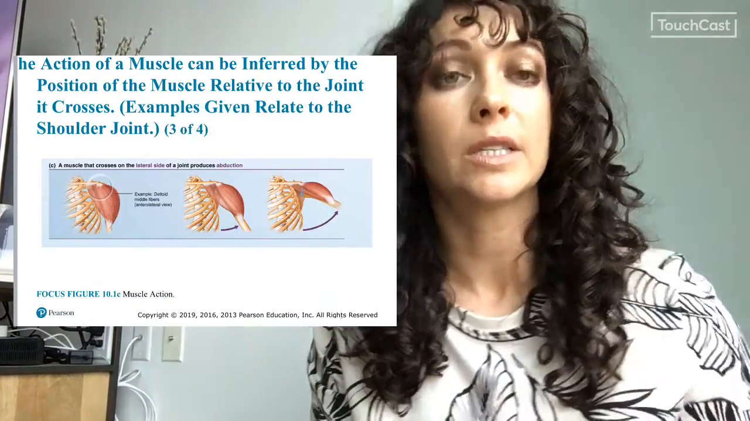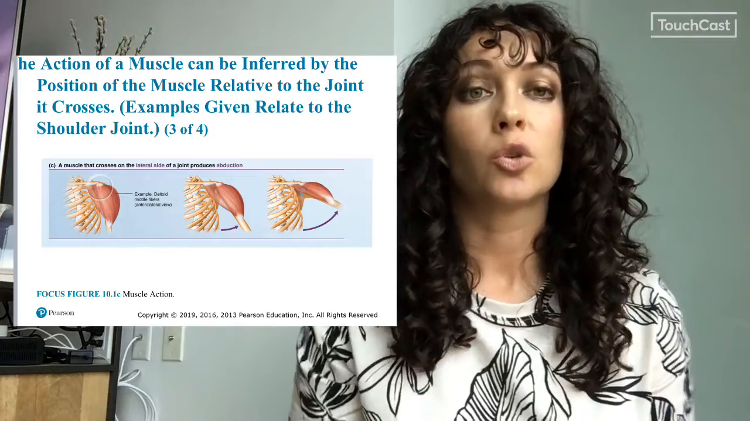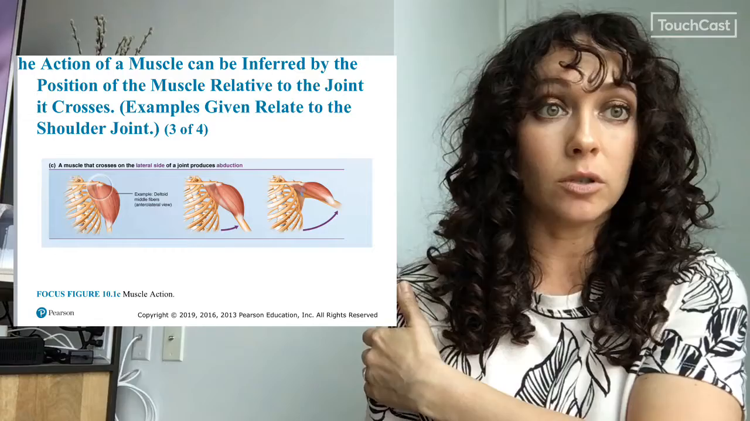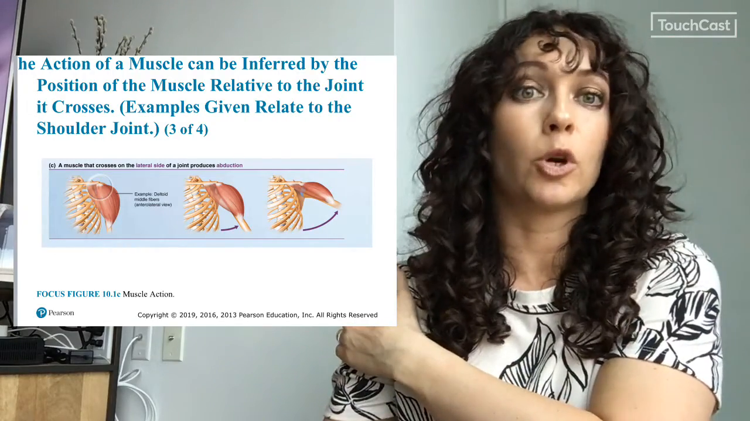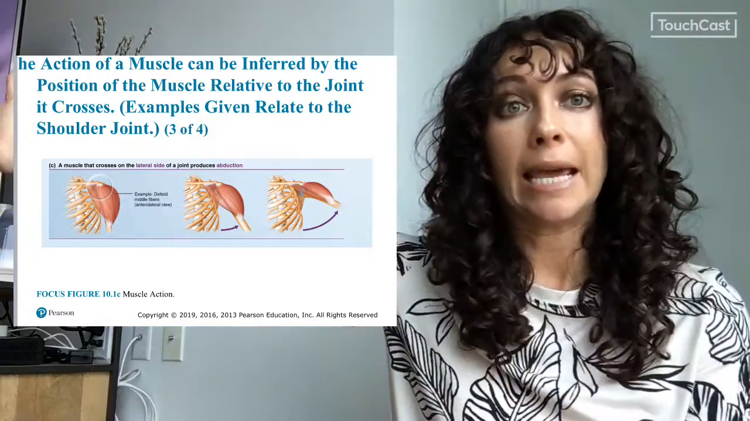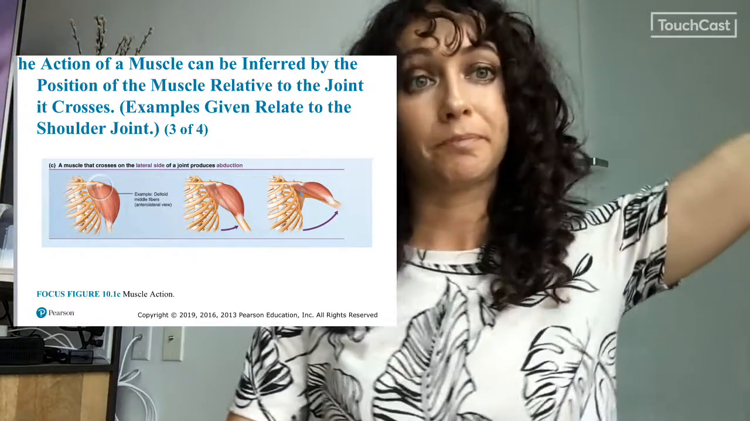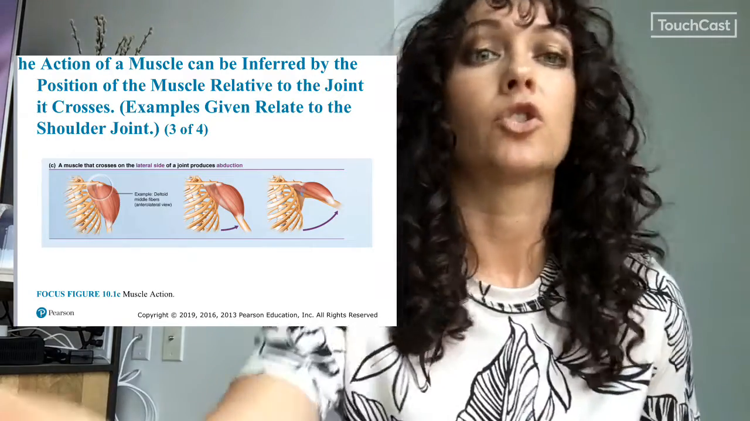Two additional movements that we've talked about previously are abduction and adduction. So we're looking at the deltoid muscle here. It is going to be on the lateral side of a joint. So if something is on the lateral side of a joint, it is going to produce abduction, or bringing it away from our body. I guess I should use this side. So it is going to do abduction. It is on the outside, the lateral side of our shoulder.